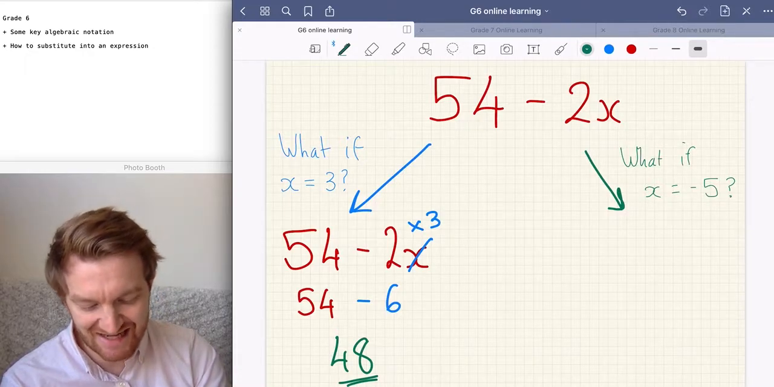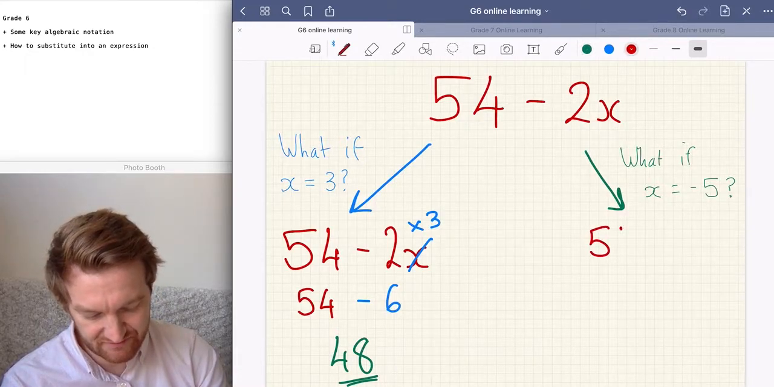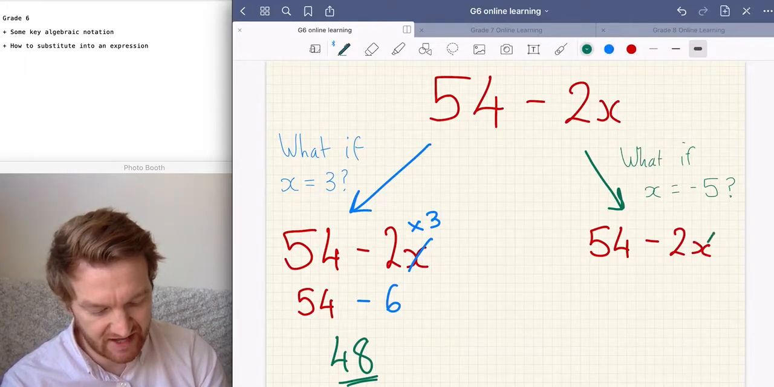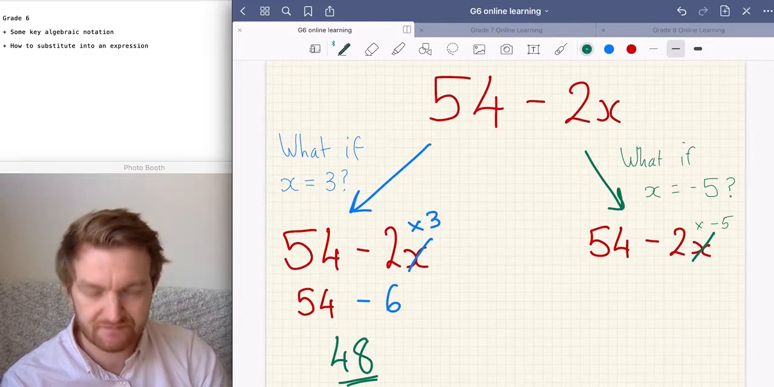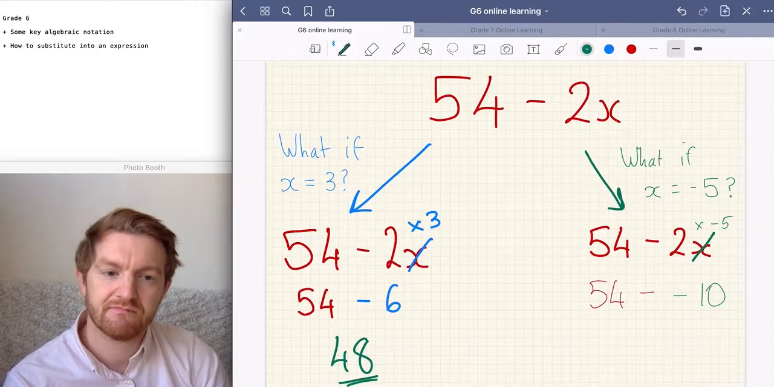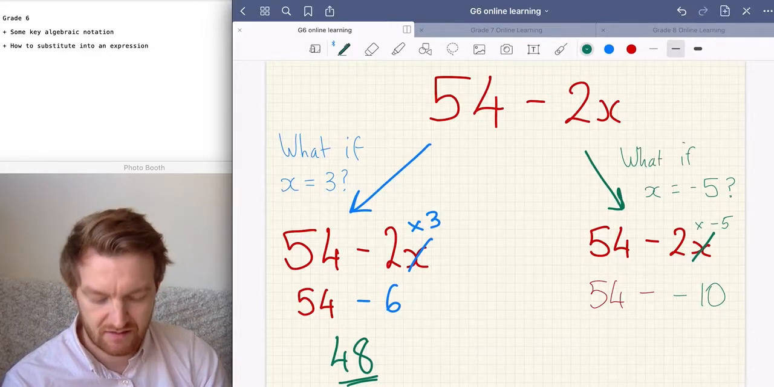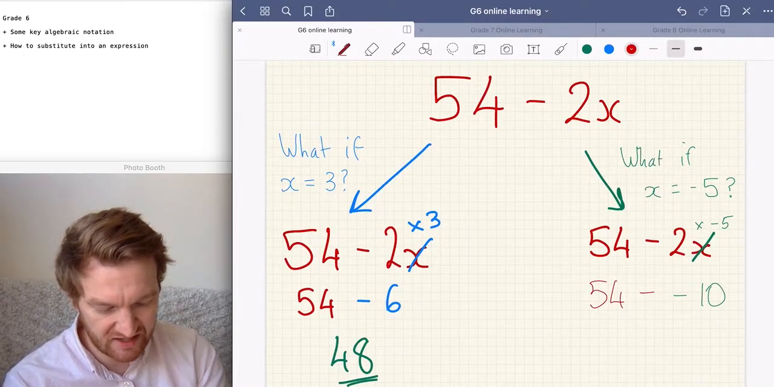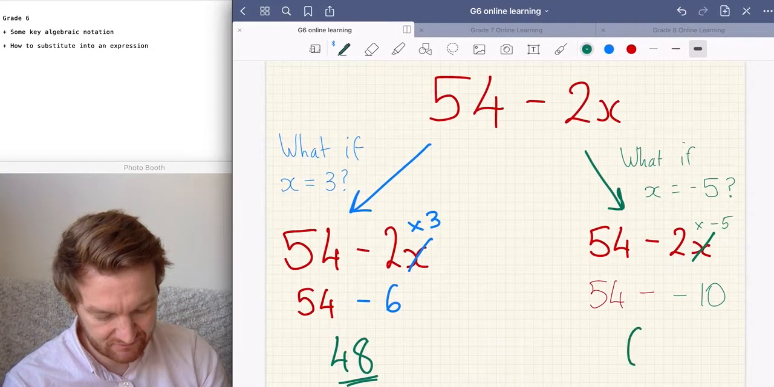If x is negative 5, we're going to get a different answer. Now we're saying it's not x, it's negative 5. And remember, it's multiplied by negative 5. So we'd have 54 again. 2 times negative 5 is negative 10. Two negatives make a positive, so it would be 54 plus 10, so the total would be 64.